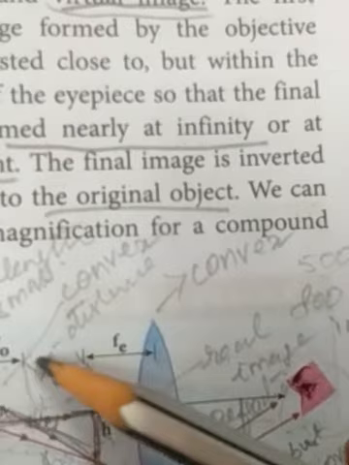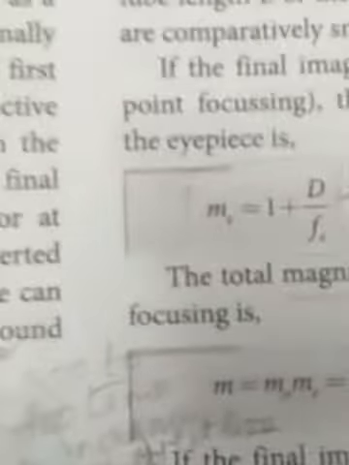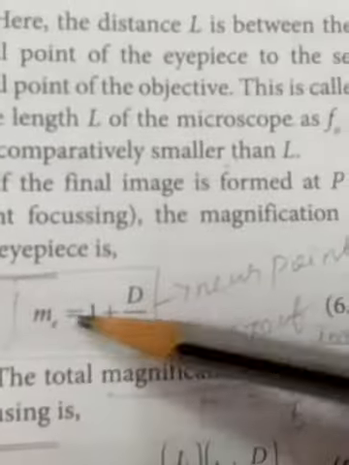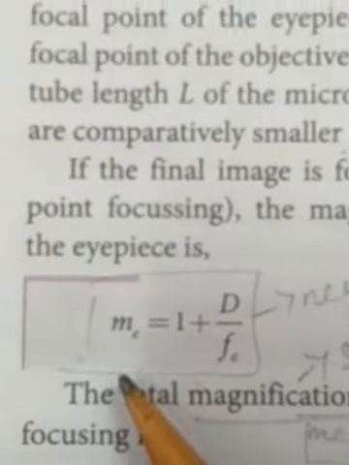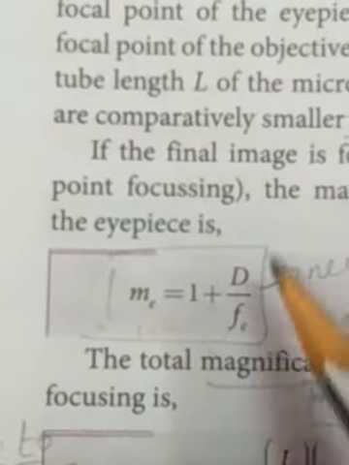The inverted image is formed at this point, and the next angle is produced at the focal point. The distance between the focal points we are taking as L. Next, for the simple microscope, there are the near point and normal focal points. First we take the near point focus, where we get ME equals 1 plus D by FE.